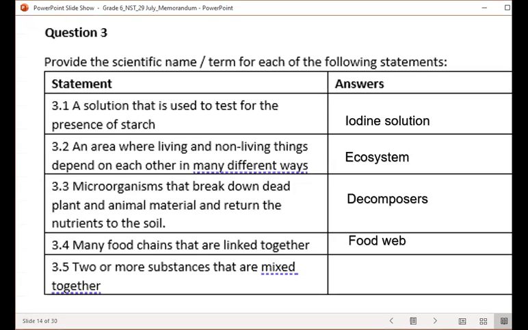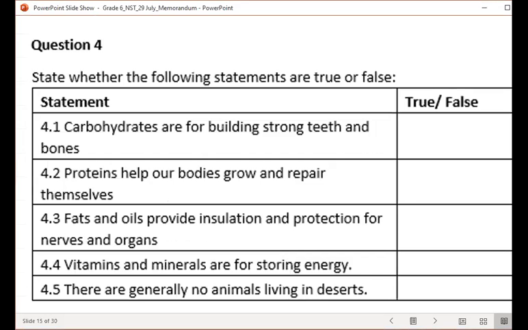Then 3.5, two or more substances that are mixed together. This is easy. Two or more substances that are mixed together is called a mixture. There we go. Thank you very much for that. So that is called a mixture. Oh yeah, food web, and we have a mixture.